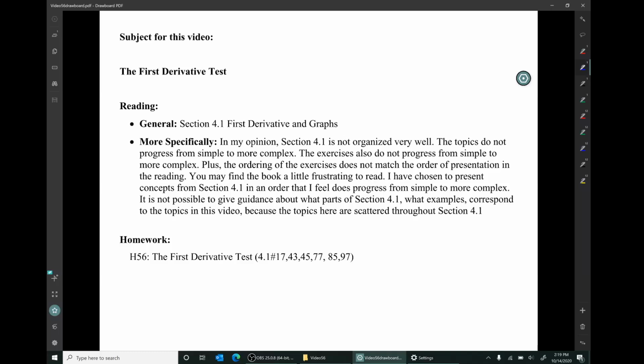Hi, I'm Mark Barsamian. In this video, I'll be discussing local extrema and the first derivative test. This material is from section 4.1 of the book. The corresponding homework is this collection of 6 exercises from section 4.1.